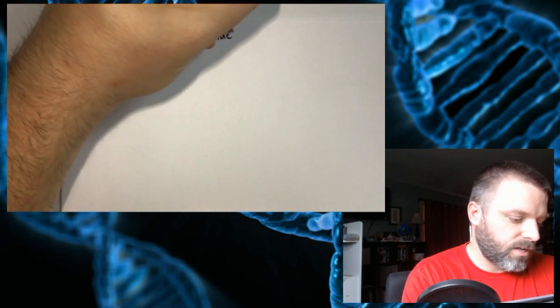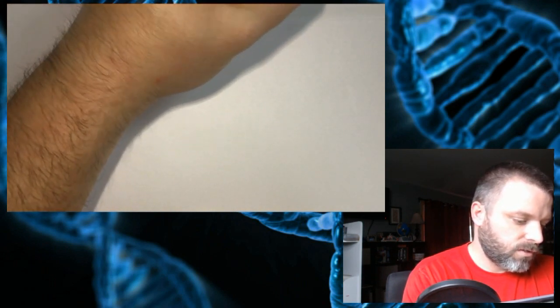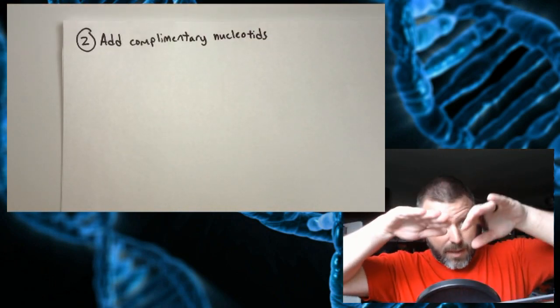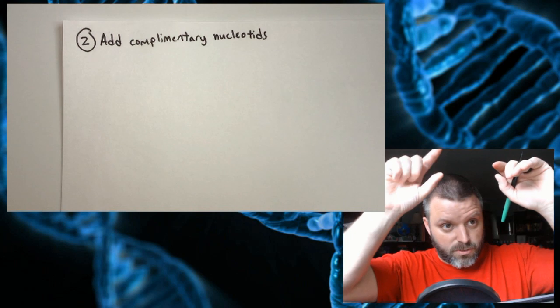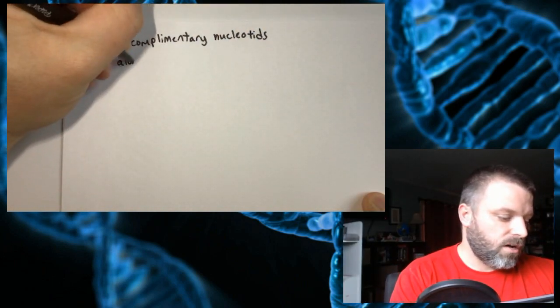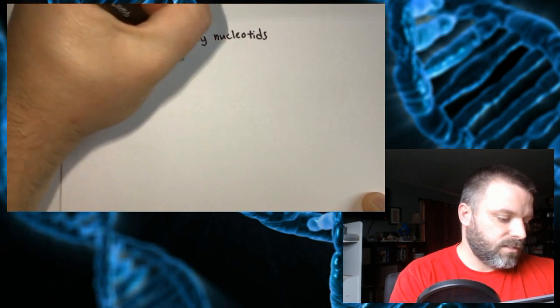Actually, we'll say nucleotides because that's going to be more correct. Nucleotides, because what you're doing is you're adding new nucleotides that complement the inside. The bases complement each other. You still have the phosphate and the sugar. All right, so you add complementary nucleotides along the inside.